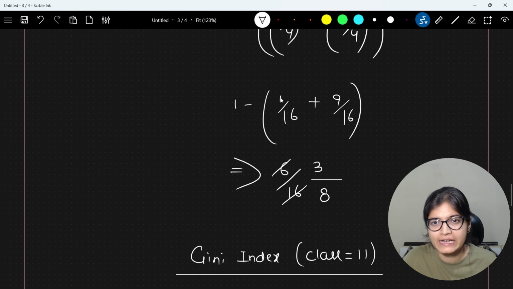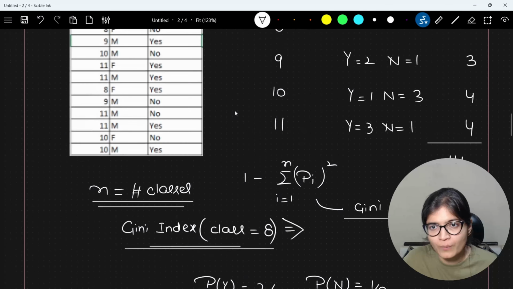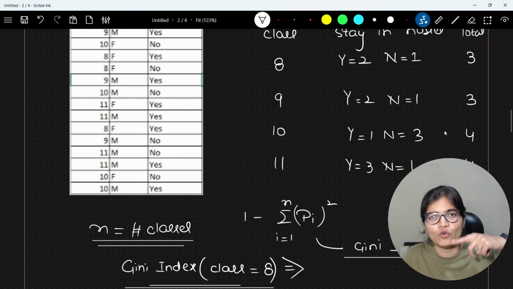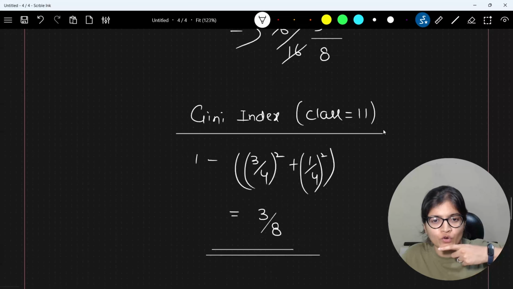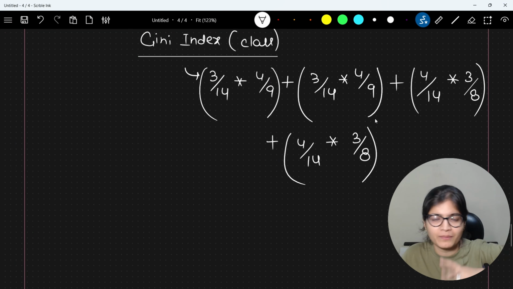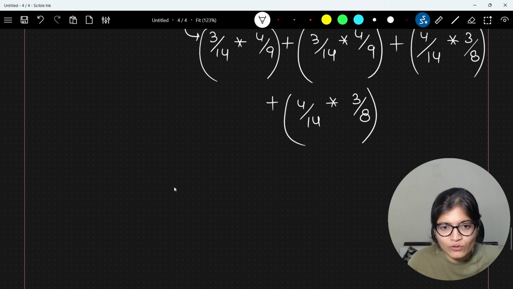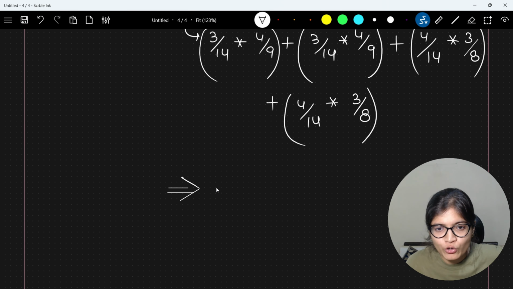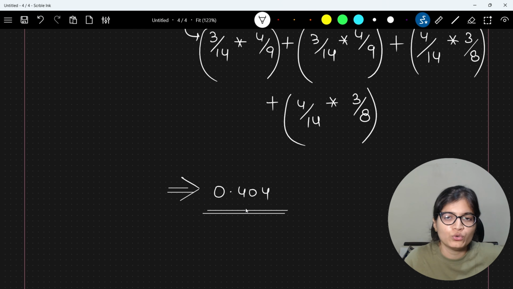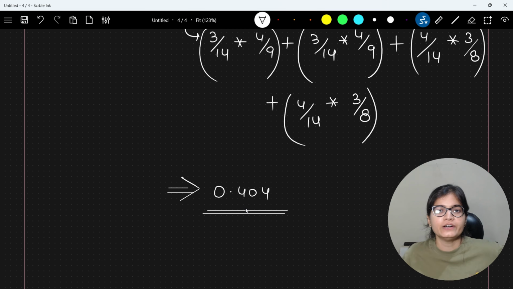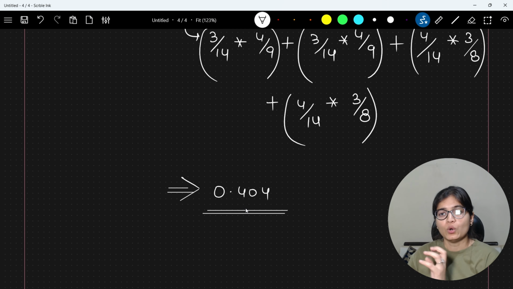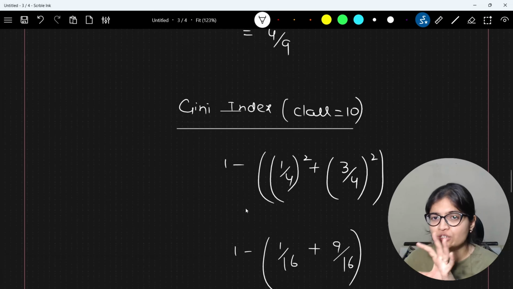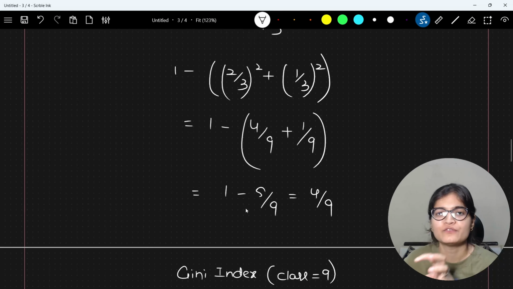So here if you observe, we are getting 3 by 14, 4 by 14, 4 by 14. Now what we really want to calculate is the value we will get here. If you solve this, you will get the answer as 0.404. You can use the calculator here to do the calculation. So this is how the computation of the complete Gini index feature is done.